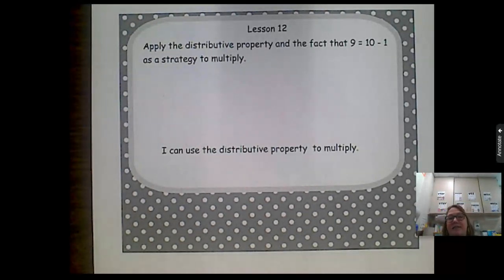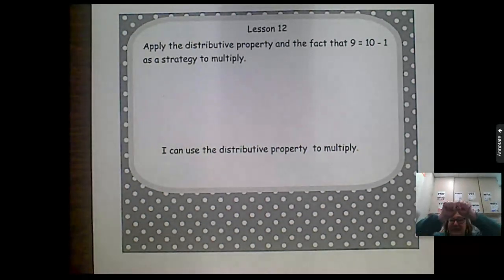So, our lesson objective today is that we are going to apply the distributive property and the fact that 9 equals 10 minus 1 as a strategy to multiply. We're also going to use the distributive property to multiply. So that's where we really want to pay attention today, that we are using the distributive property when we are multiplying.